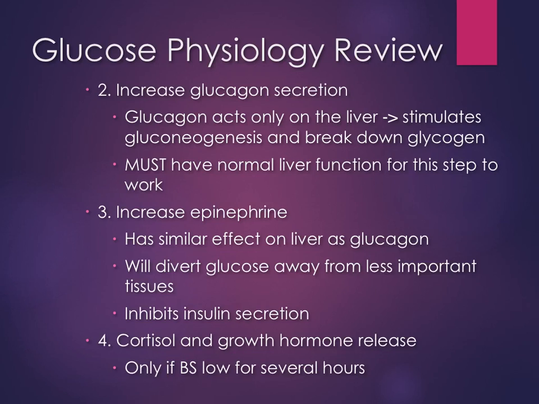Step 3, increased epinephrine. You're going to get a catecholamine release, and this has the same effect on the liver as does the glucagon. Just like in your fight or flight mechanism, when your body's under stress, epinephrine and the sympathetic nervous system are going to shift glucose to the skeletal muscles and break down glycogen so that you have readily available blood glucose levels for your body to burn as energy. This also inhibits insulin secretion. Number 4, cortisol and growth hormone release. This does happen, but only if you've had low blood sugar for several hours.